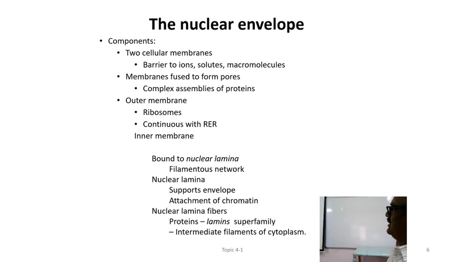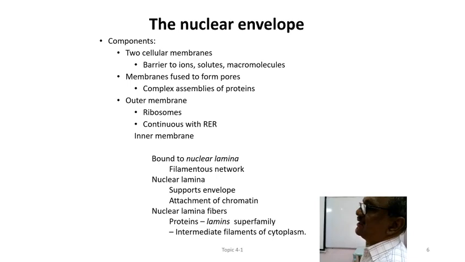Then the outer membrane: if you see, ribosomes are attached to the endoplasmic reticulum, it is continuous with the ER. The inner membrane is bound to the nuclear lamina. Next to the inner membrane you can see a nuclear lamina, that is a filamentous network. And the nuclear lamina, what is its function? It supports the envelope so that the attachment of chromatin is possible with the help of the lamin layer.